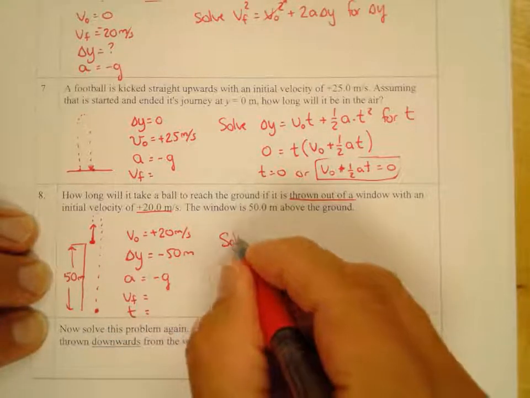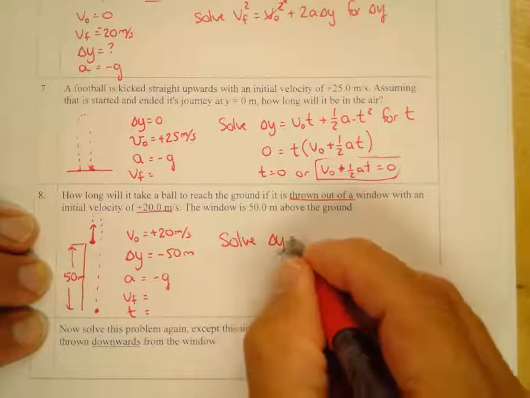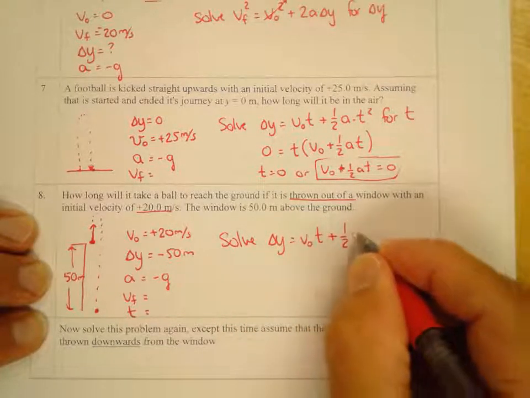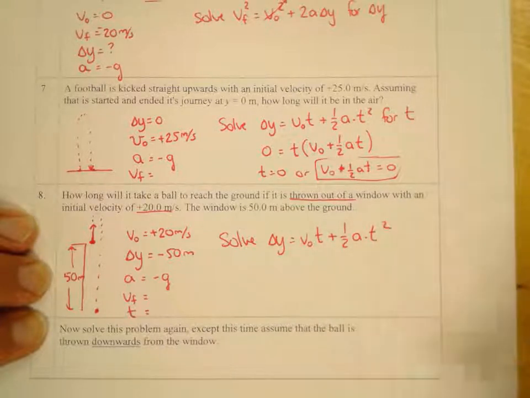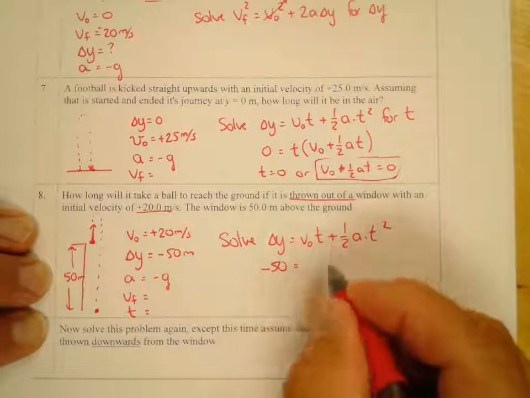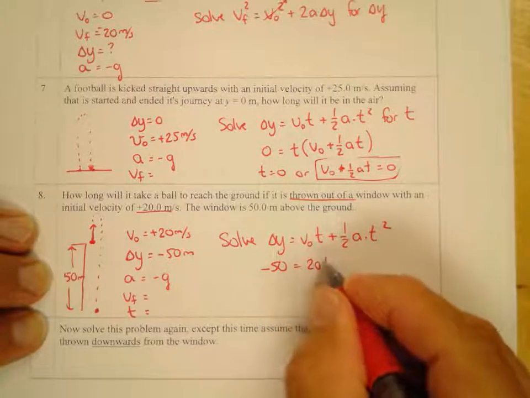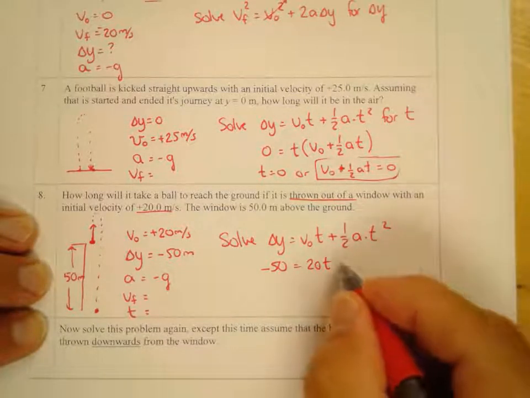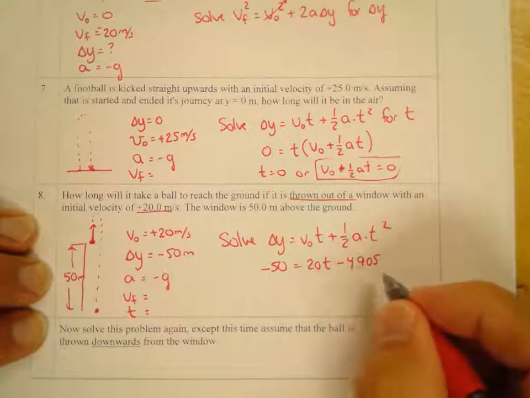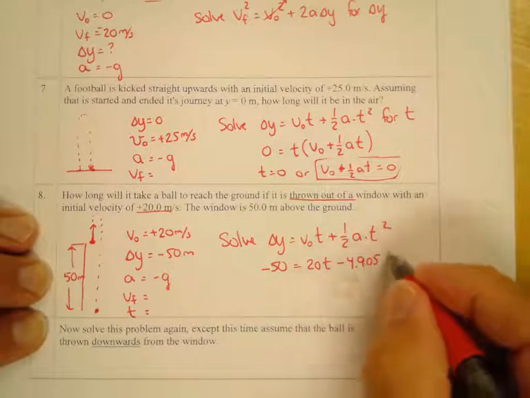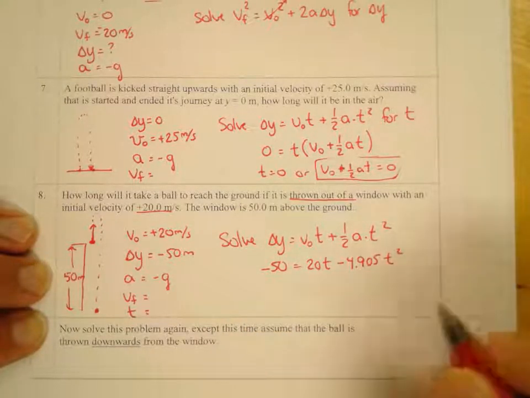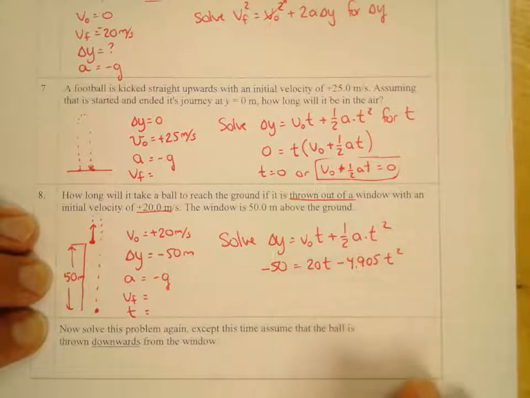So in this one, we're going to solve delta y equals v0t plus 1/2 at squared. If I plug in my numbers, I get negative 50 equals 20t minus 4.905 t squared, where 1/2 of a is negative 4.905. You're going to solve this either by graphing it or using the quadratic equation to find the time.